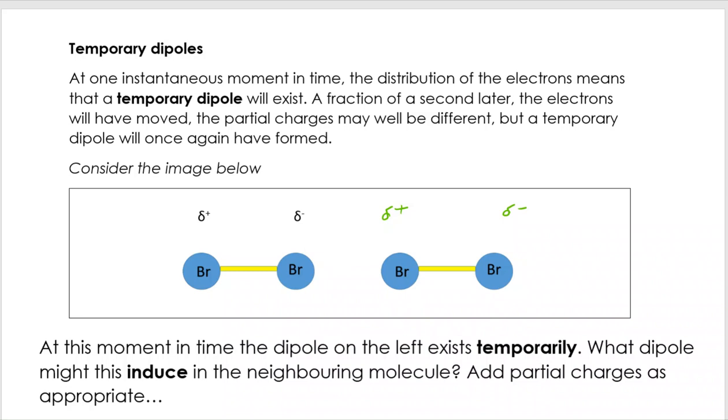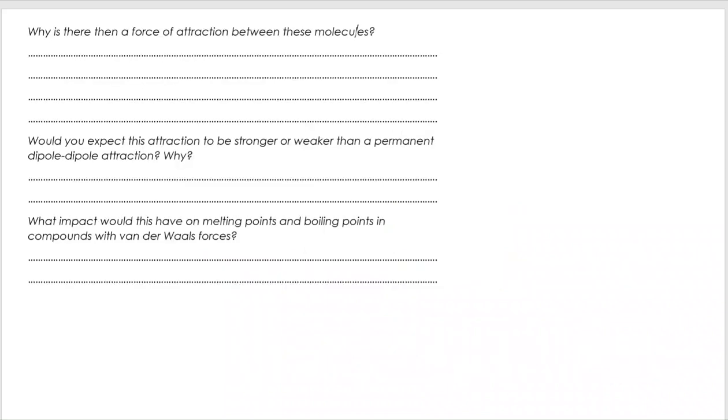Now at that point, we can hopefully see why an intermolecular force will be formed. Have a think about these questions based on what we've just looked at and then review the answers. So why is there a force of attraction between the Br2 molecules? Well, let's draw those out again here. And if I've got my delta negative bromine on one molecule and delta positive on another, you can see why there would be an intermolecular force.